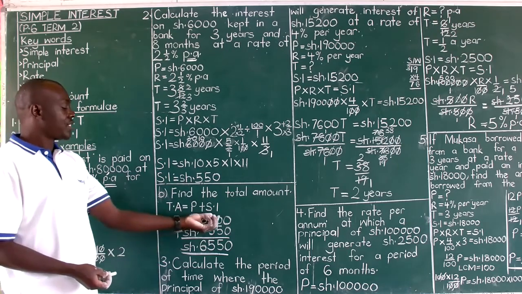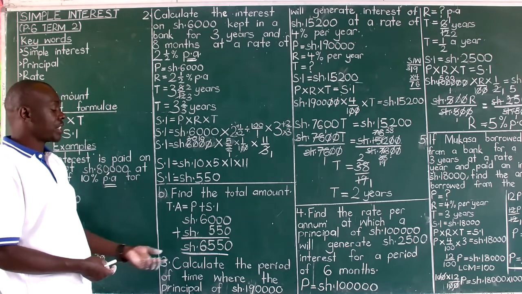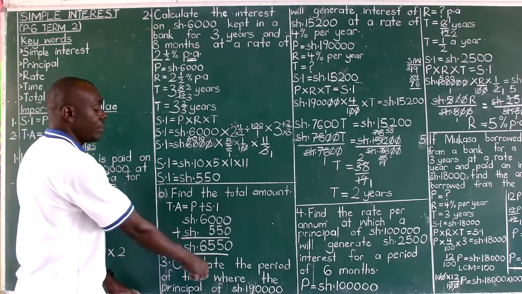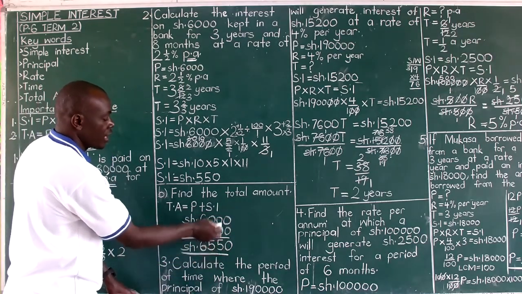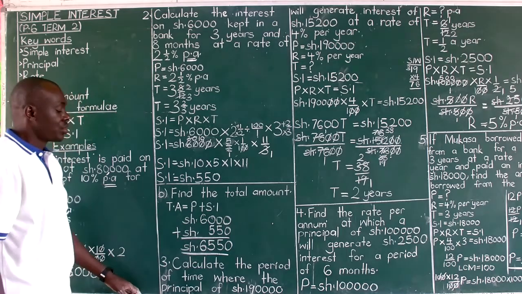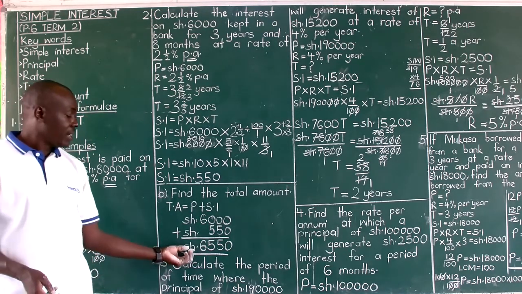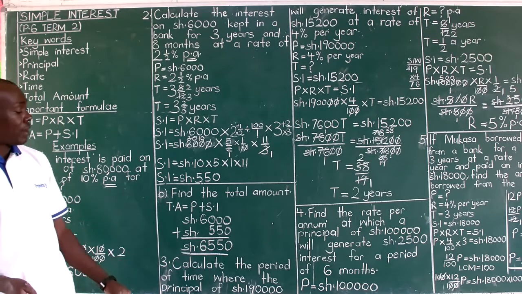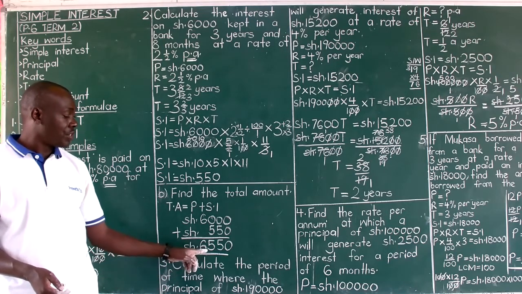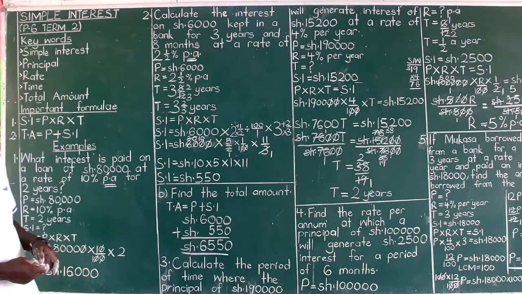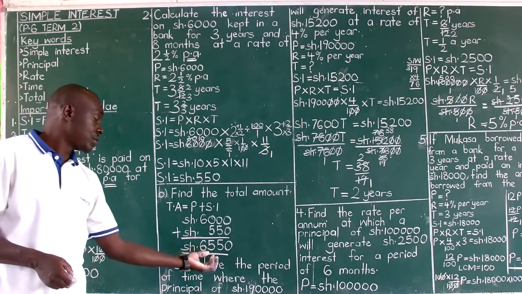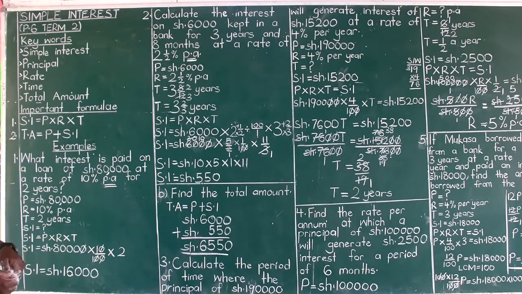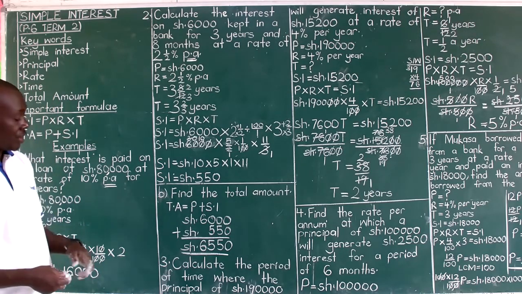So we add them, that's 6,000 shillings plus 550 shillings. Align them in their vertical order of place values, where 0 plus 0 gets a 0, 0 plus 5 gets a 5, 0 plus 5 gets a 5, and 6 down. So after that time, this man, or lady, has a total amount of 6,550 shillings. That's what is called total amount. If he decides to close his account, this is what he is going to withdraw from the bank. So as we go to example number 3 for today, let's read.